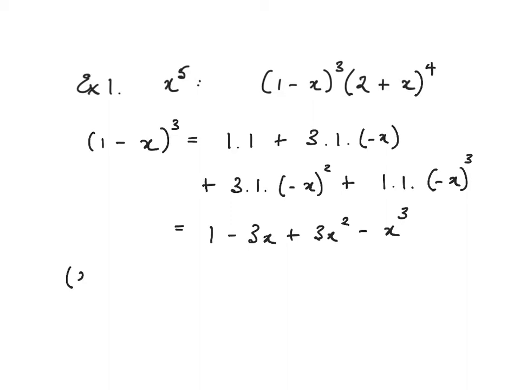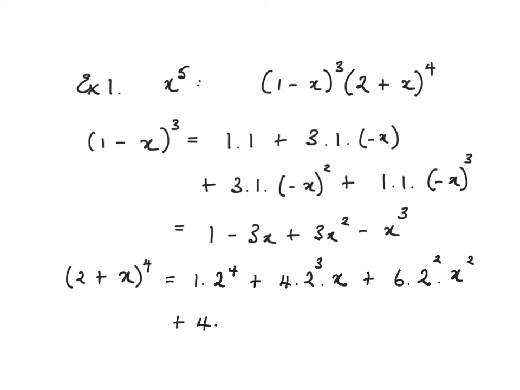Then we have 2 plus x to the power of 4. So the coefficients are going to be 1, 4, 6, 4, 1. So it's going to be one lot of 2 to the power of 4 plus 4 lots of 2 to the power of 3 and x to the power of 1, 6 lots of 2 to the power of 2 and x to the power of 2 plus 4 lots of 2 to the power of 1, x to the power of 3 plus 1 lot of x to the power of 4.